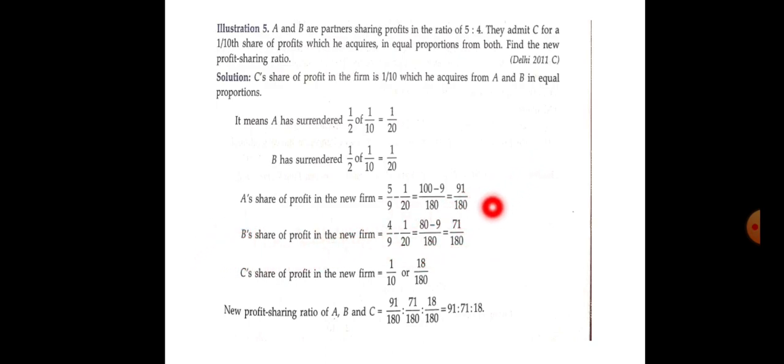So this is the new ratio of A, this is the new ratio of B, and C is being admitted for 1/10. To make it equal with the denominator of the other, we find that 18/180 would be the share of C. Then the new profit sharing ratio would be 91:71:18. So very simple. What we have to see in this case is how much amount is being sacrificed by the partner. The share which is being sacrificed by the partner must be deducted from their existing share. Simple. And after deducting, we will find that their new ratio would be the same that we have found. Clear?